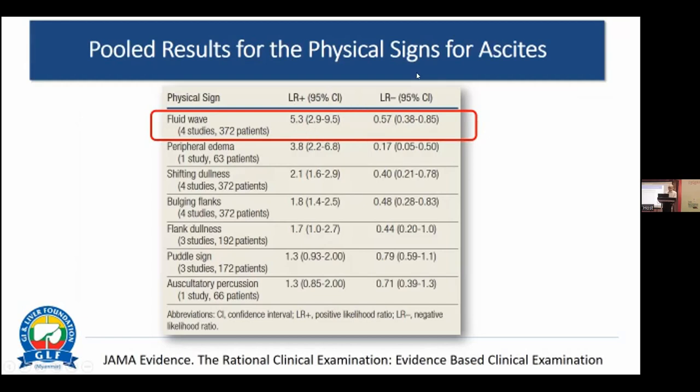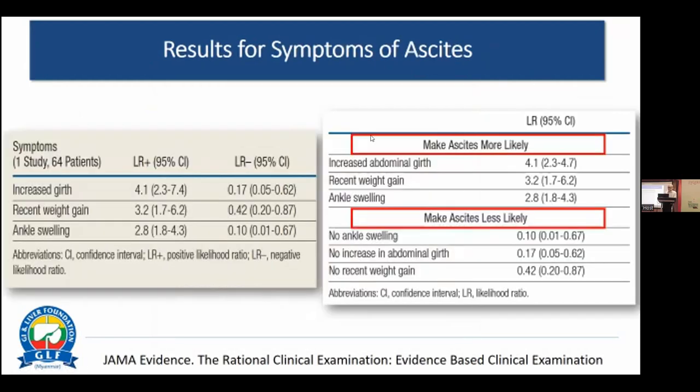Physical signs and symptoms include generalized abdominal girth and weight gain, and ascites is likely to be seen. But it is less likely with no ankle swelling, no increase in abdominal girth, and no recent weight gain in clinical symptoms.